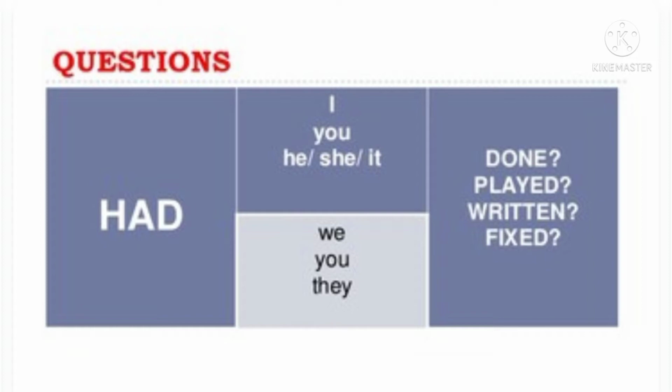The structure of yes or no interrogative sentences is had plus subject plus verb 3. Example is given here. Had I done? Had you done? Had she done? Had we written? This is the structure. That means the statement form will be she had written, she had fixed, they had fixed, in such a way, and that had, which is used as an auxiliary verb to frame past perfect, is placed in the front, in the beginning of the sentence, and after that the verb 3 is placed just after the subject. That's the structure of yes or no questions.